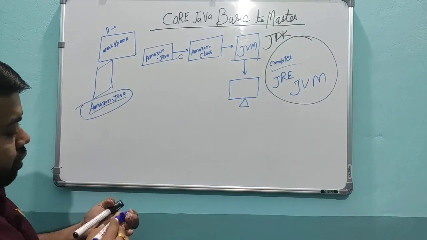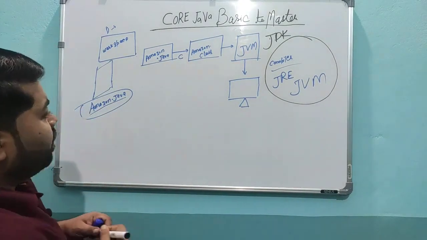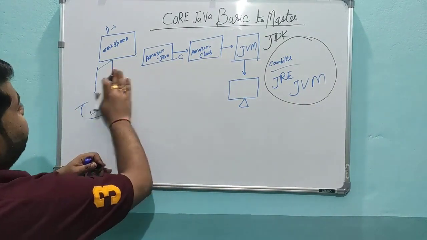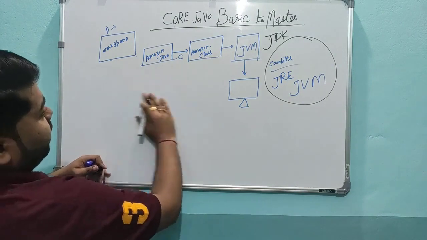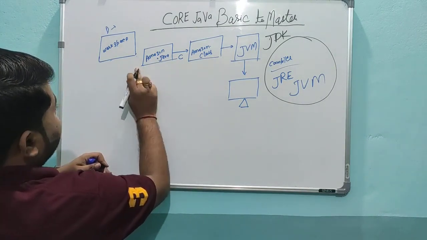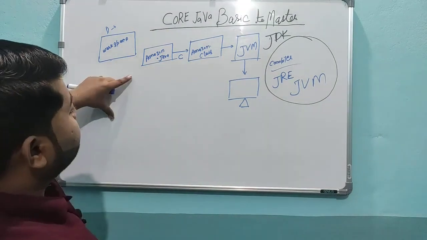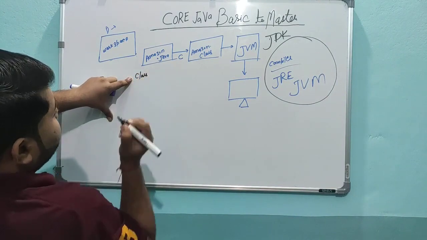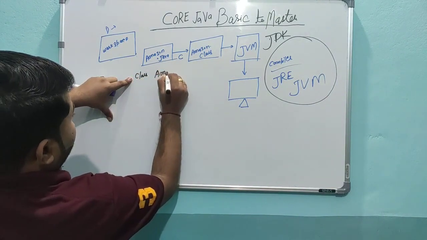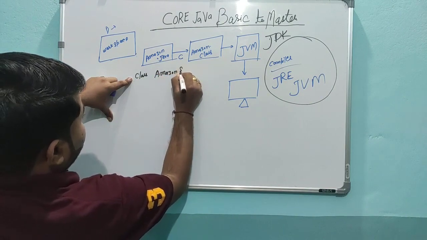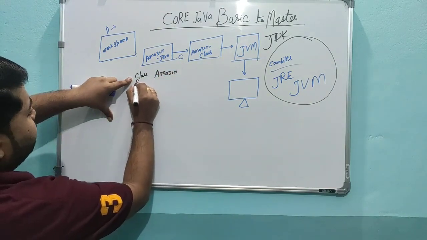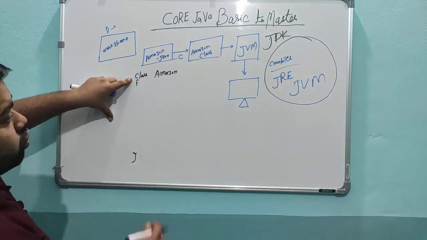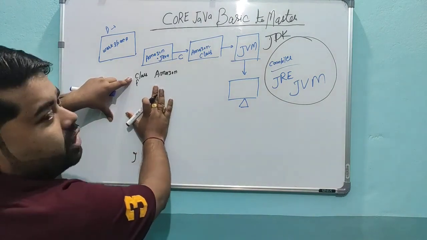So I'm just going to write one simple Java code. This is my Java code. Let me erase this part. I'm just writing one simple Java code. Any Java program we can start with the class keyword. I will explain it. Class Amazon. This is your class Amazon, and this is your opening and this is your closing bracket. So this is called your class field.